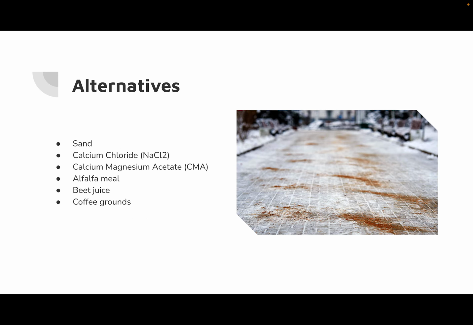Alternatives. Sand. Sand adds traction and it also absorbs sunlight, which can help melt snow and ice. However, sand cannot melt ice as effectively as salt would. Calcium chloride. Calcium chloride is an inorganic formula that is actually more effective than regular road salt. It is less harsh and it actually works better with lower temperatures.